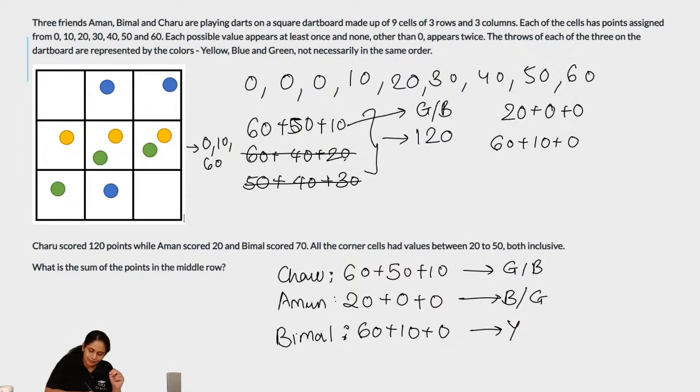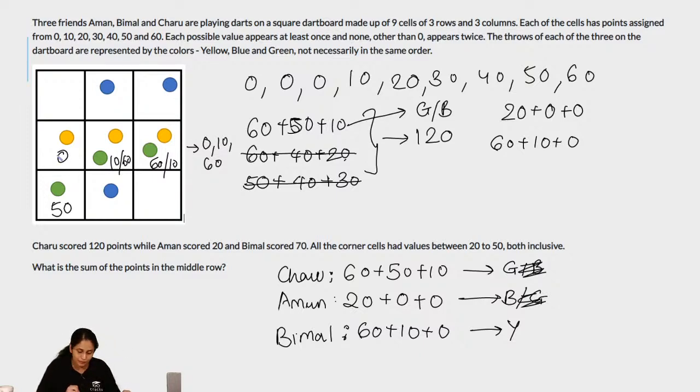So that basically means that Aman cannot be green, because we see two values common between yellow and green, which means that Charu is green, Aman is blue and Bimal is white. So now we get an idea that this is 60, 10 and 0. Charu is 60, 50, 10. So what does it mean? These two values where green is also present have to be 60 or 10. Similarly, the third value for Charu is 50, so this has to be 50. The third value for Bimal is 0, so this has to be 0.